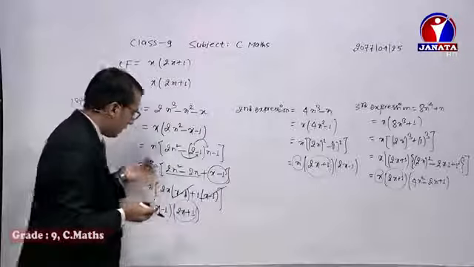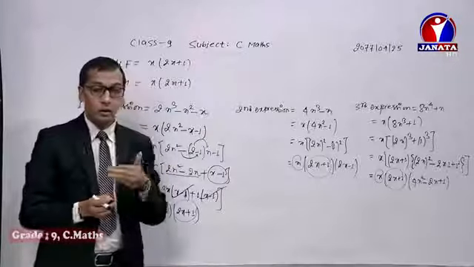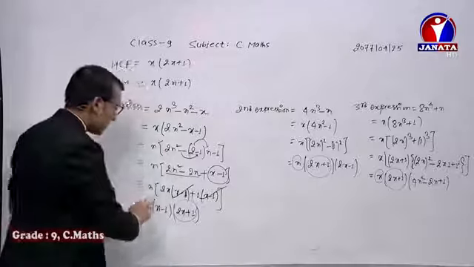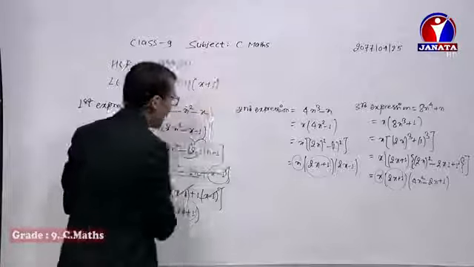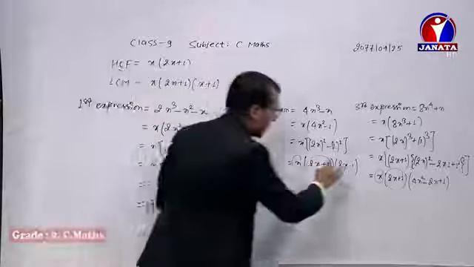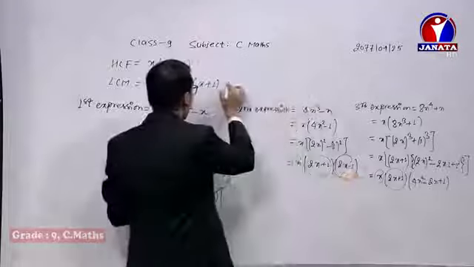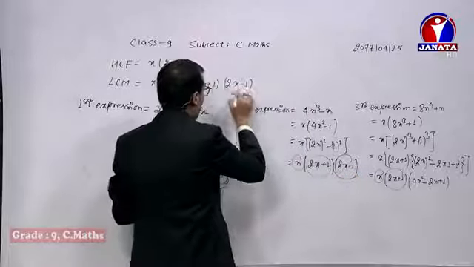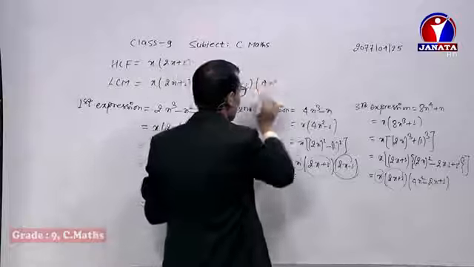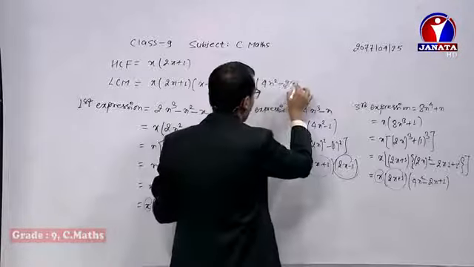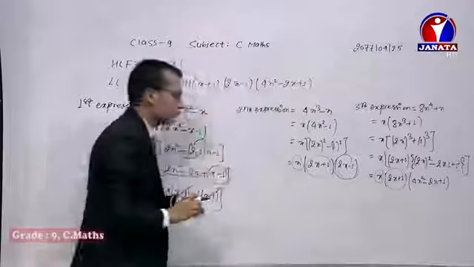So now let's write the remaining factors. From the first expression, it's x plus 1, x plus 1. What is the factor left in the second expression? This is 2x minus 1, and in the third expression, it's 4x square minus 2x plus 1.